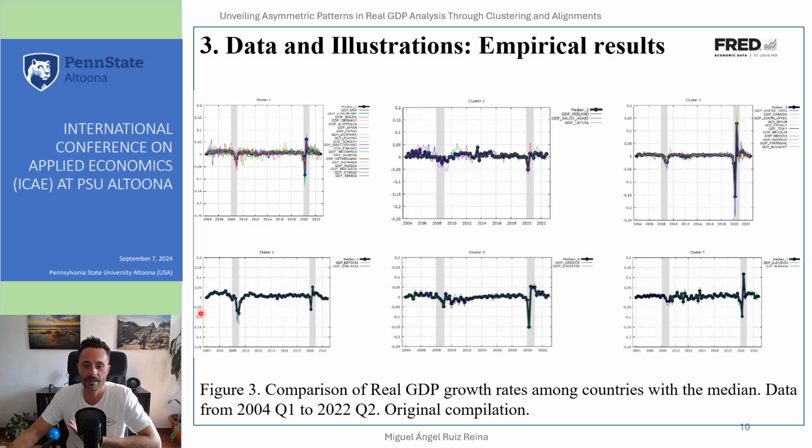This analysis highlights how different countries responded to global crises and demonstrates the effectiveness of our clustering method in capturing these variations.